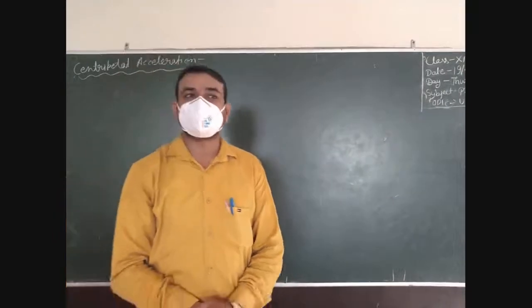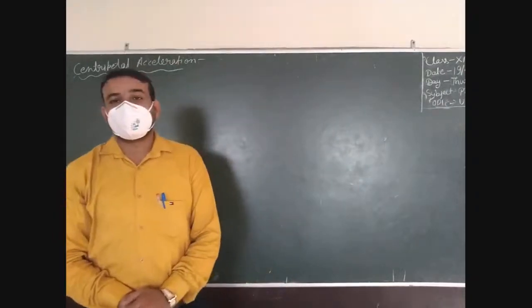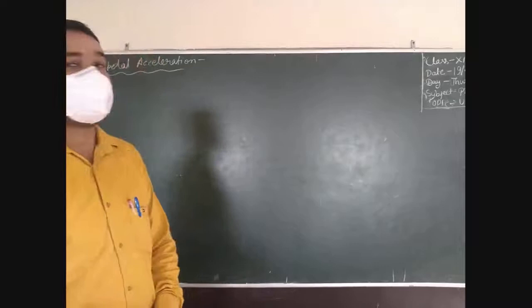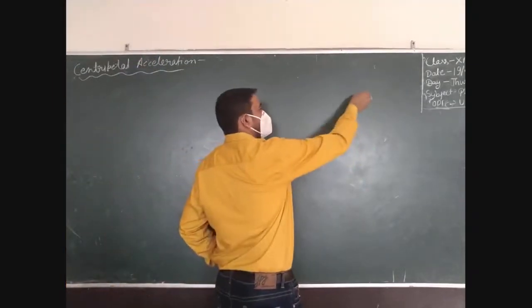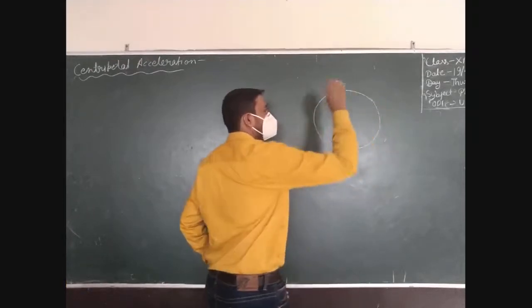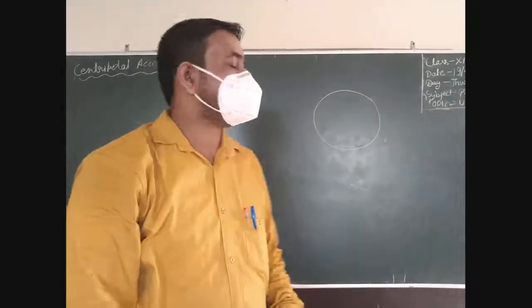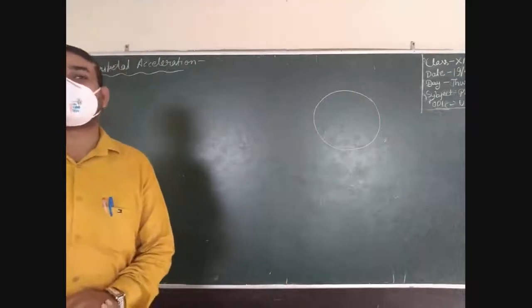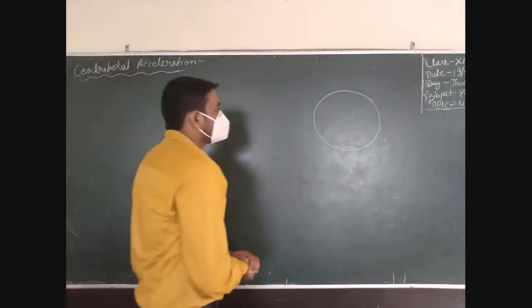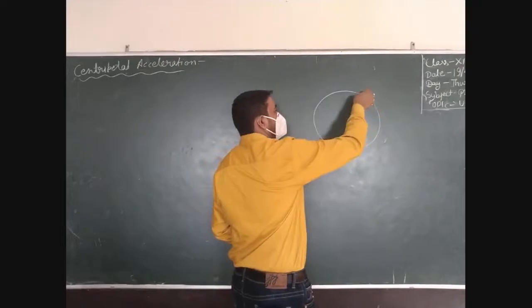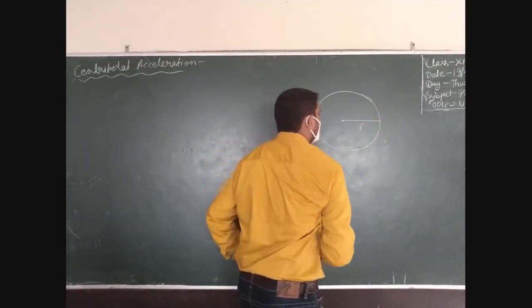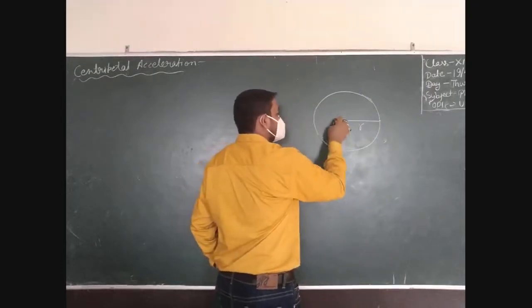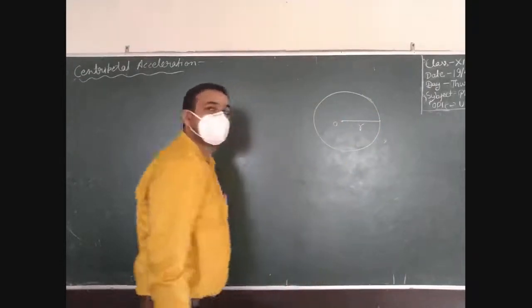Students, in today's lecture we are going to learn about the centripetal force. First we take some important terms related to the centripetal acceleration. Suppose a particle of mass m is moving in a circular path with a constant speed v. Let the radius of the circular path be small r and the center of the circular path be O.